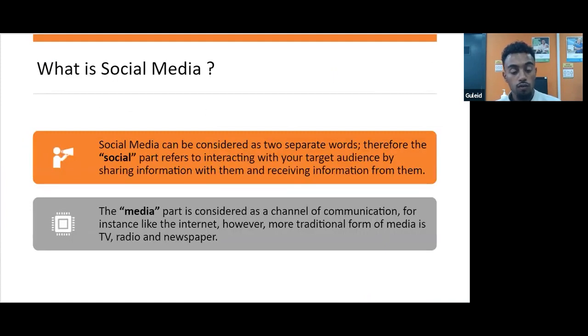What we will do is I will give you the definition today for what social media marketing is. Social media can be considered as two separate words. The social part refers to interacting with your target audience by sharing information with them and receiving information from them. The media part is considered as the channel of communication, for instance, like the internet. However, more traditional forms of media are TV, radio, and newspaper. The social part specifically relates to the interaction you have with other people, so how you share information with them and receive information from them. And the media aspect refers to channels of communication like the internet.